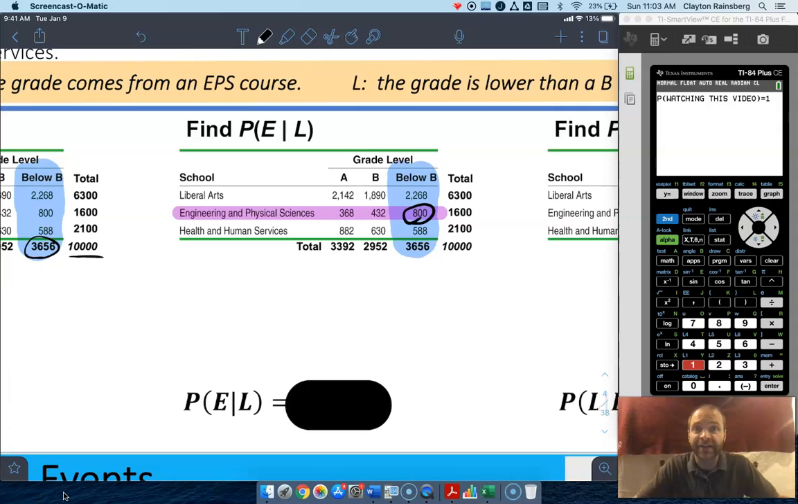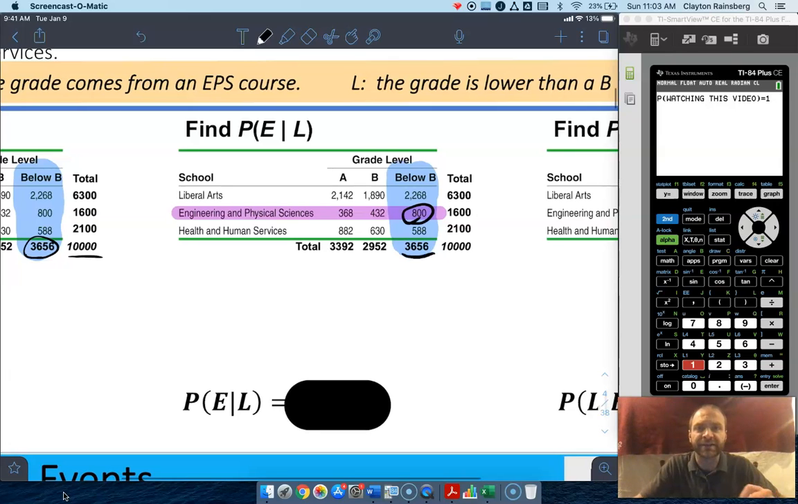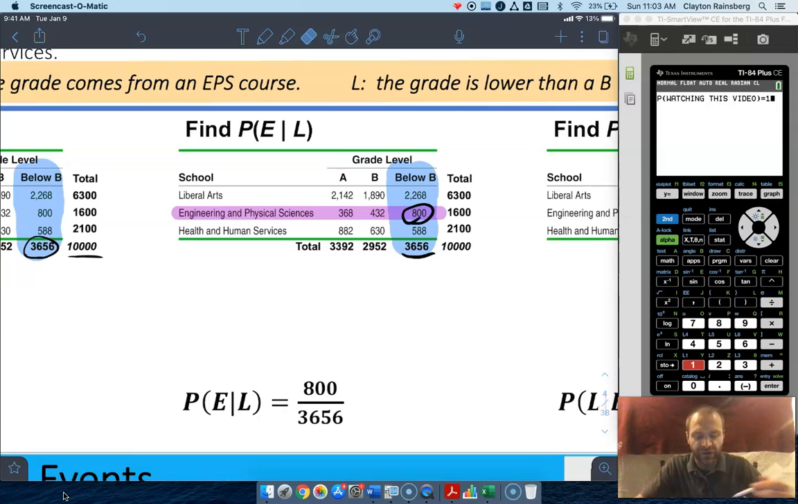It's the number of times that event occurred, given that column B, row, well, engineering and physical sciences, that row happened. And so now I've got to figure out what's the total. Well, the total is going to be based off of that 3,656, because that's the event that occurred first. And so our final answer is 800 over 3,656. Again, I can convert to a decimal if I want to. I'm just going to leave that alone.